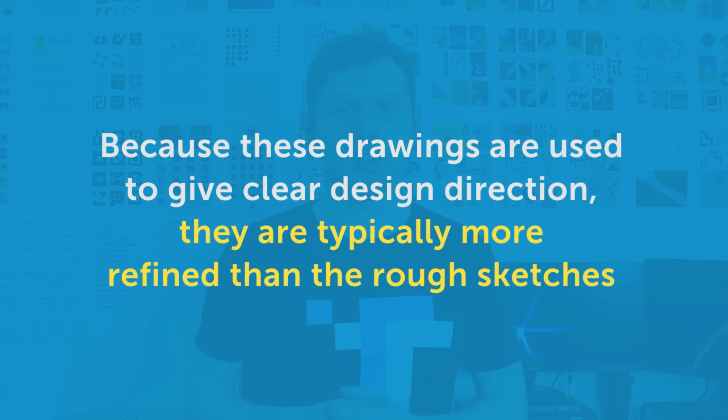A SCAMP can be a simple doodle or a more developed crafted drawing. Because these drawings are used to give clear design direction, they are typically more refined than the rough sketches. These are often clear line drawings and can include colour with markers. Depending on how much you want to communicate and to what detail, you can draw your SCAMPs accordingly. These are also used to brief and give visual reference to other creative professionals, such as web developers, 3D modelers, illustrators, photographers, animators or art workers.